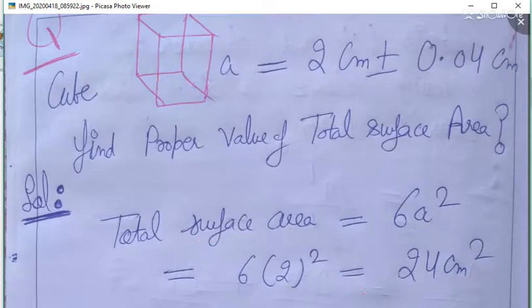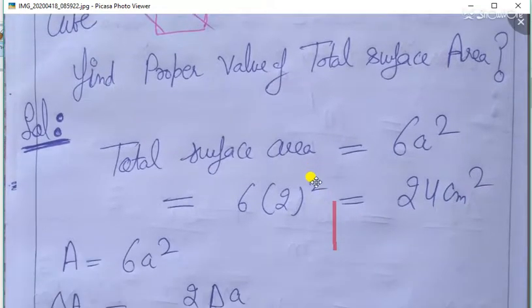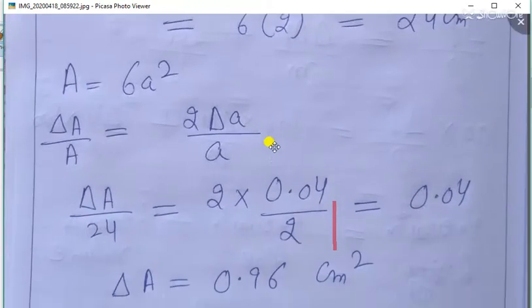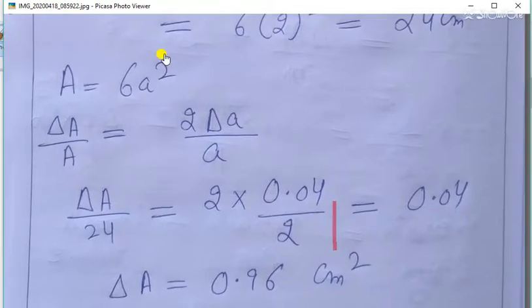Now we have to find the error. For the error part we have 6a square, so we will use the binomial expansion concept. So this power, one minute.